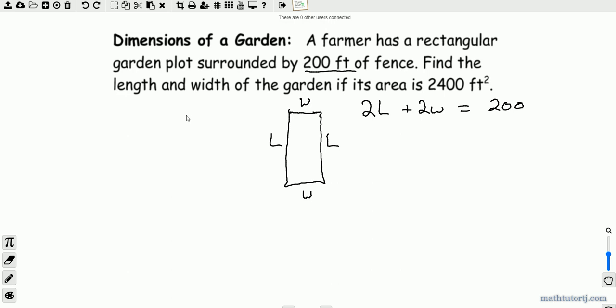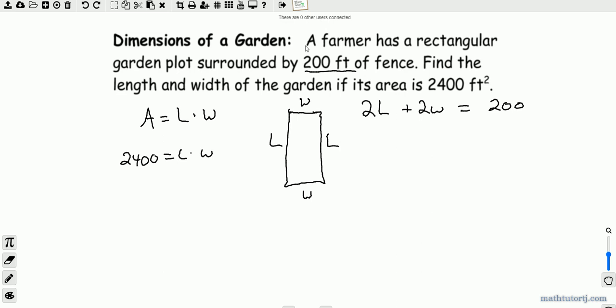I also know that the area of a rectangle is length times width. And in this case, area is 2,400. These are just the things that I know from what I've been given. At this point, I haven't calculated anything. I've just read the problem, pulled out the information, and now I'm looking at it thinking, okay, well, what do I do? At this point, it tells me to find the length and width of the garden. Well, that means I'm looking for L and W.